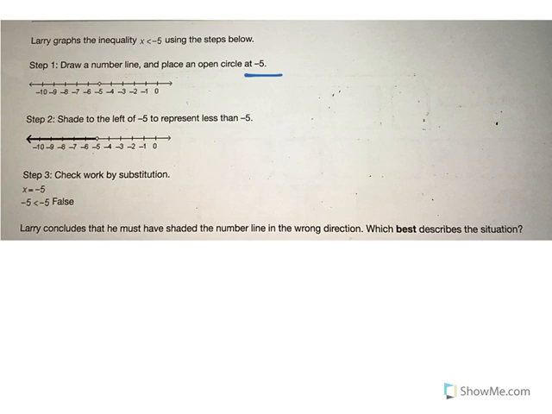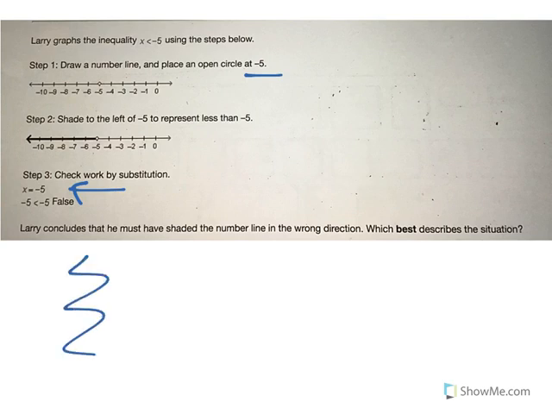Check work by substitution. So right here, we have x is equal to -5, but -5 is not less than -5. That's obviously not true. Larry concludes that he must have shaded the number line in the wrong direction, which best describes the situation. So we're not going to talk about the situations. You have answer choices underneath.